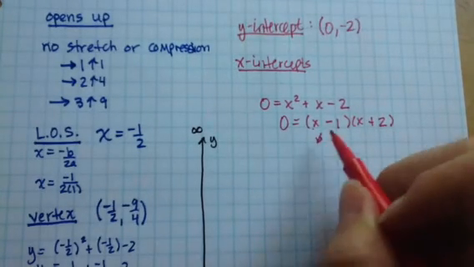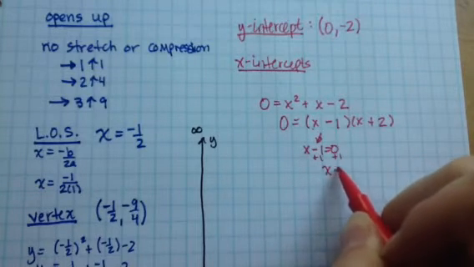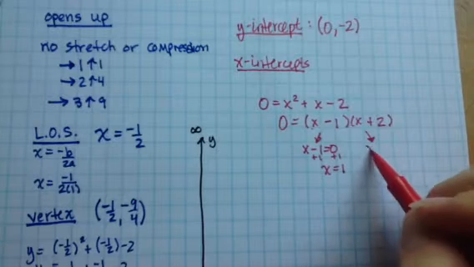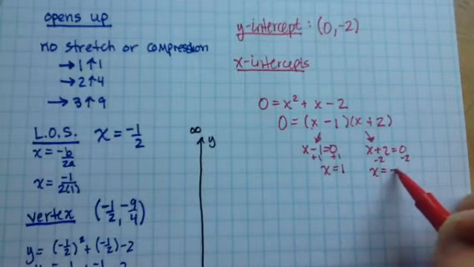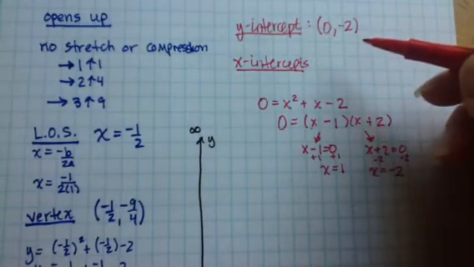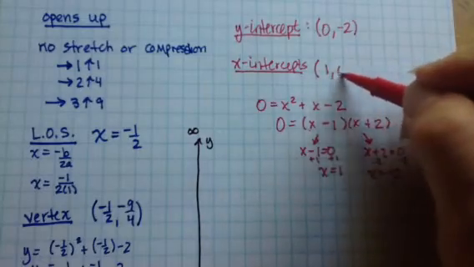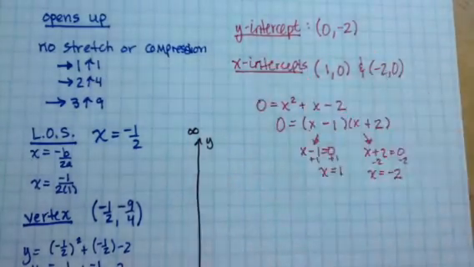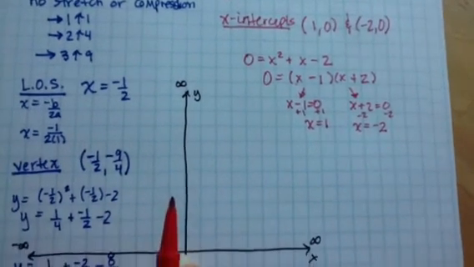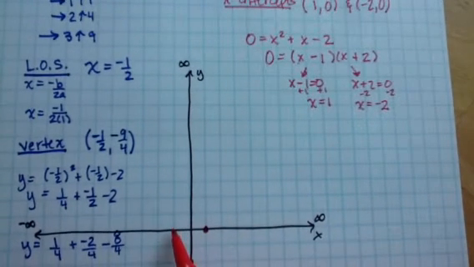Yeah, that works. So I set x minus 1 equal to 0. Add 1, I get x equals 1. I set x plus 2 equal to 0. Minus 2, I get x equals negative 2. So my x-intercepts will be at (1, 0) and (negative 2, 0). So I can go ahead and put those on the graph as well. At (1, 0) and (negative 2, 0).